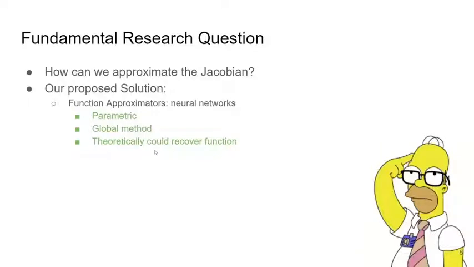Our proposed solution is, let's consider function approximators instead, focusing particularly on neural networks. The nice thing about neural networks is they're parametric, so computation is proportional to the model size. It's a sort of global method, as we can get a Jacobian approximation across the full workspace, and theoretically, there's a lot of work on neural networks suggesting that if you were given a sufficient amount of training data and a sufficiently large neural network, we could hypothetically recover the ground truth underlying function.